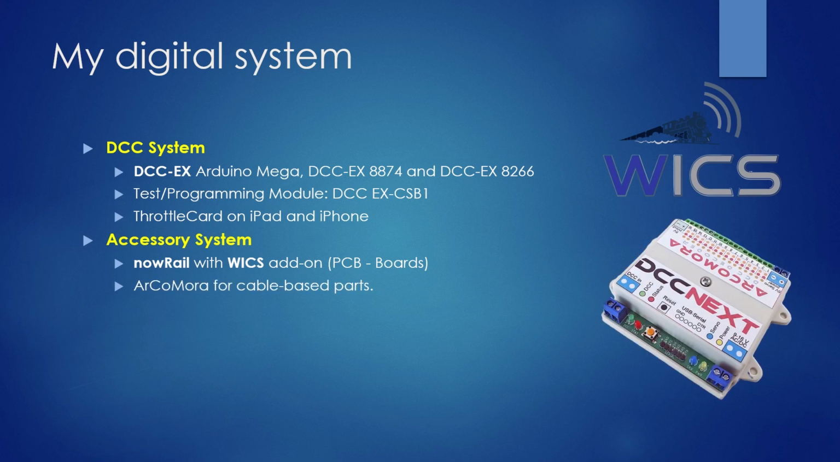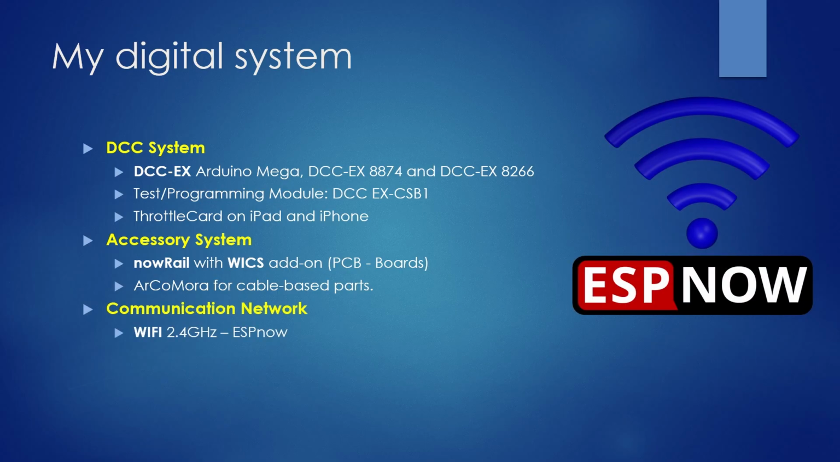I do have accessories that is connected all the way with wires and cables. All those will be connected to Arcomora DCC decoders that is built on an Arduino and a software that is menu-based. No coding is needed. As a communication network, I will use the standard Wi-Fi 2.4 GHz. It's a well and working stable solution.